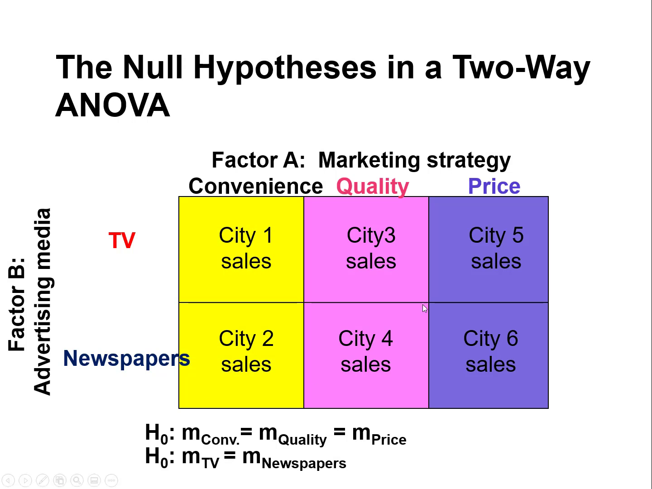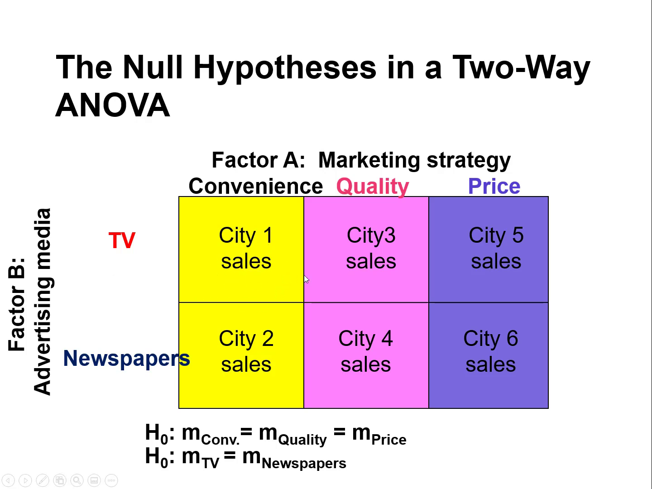So you can see this is marketing strategy. In the columns, under marketing strategies, there are further treatments: convenience, quality, price. These are further disaggregations of the marketing strategy. In the rows, factor B is advertising media. In advertising media, we have some print media and some electronic media, TV and newspaper. Convenience, quality, and price are the sub-branches of marketing strategy, and TV and newspaper are the advertising media.